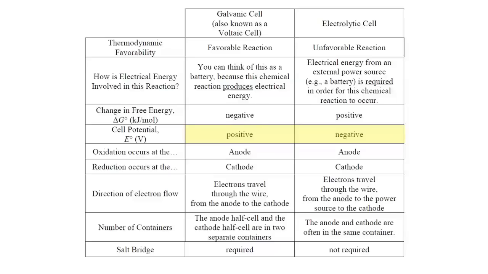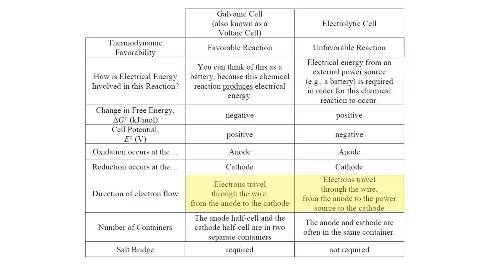For a galvanic cell, the sign of the cell potential is positive, whereas in an electrolytic cell, the sign of the cell potential is negative. And then for either of these types of cells, whether it's galvanic or electrolytic, oxidation always occurs at the anode, and reduction always occurs at the cathode. With respect to the direction of electron flow in the wire, electrons are traveling through the wire from the anode to the cathode in a galvanic cell.